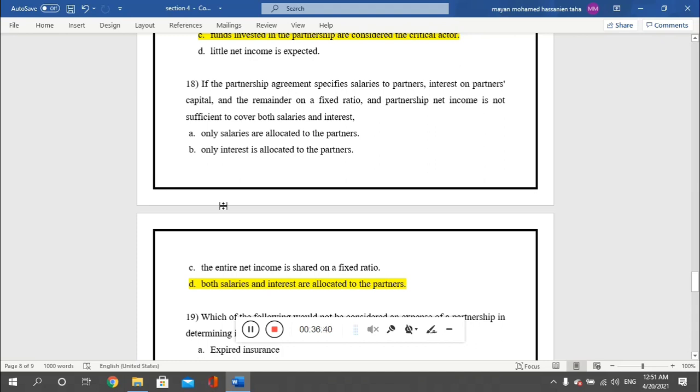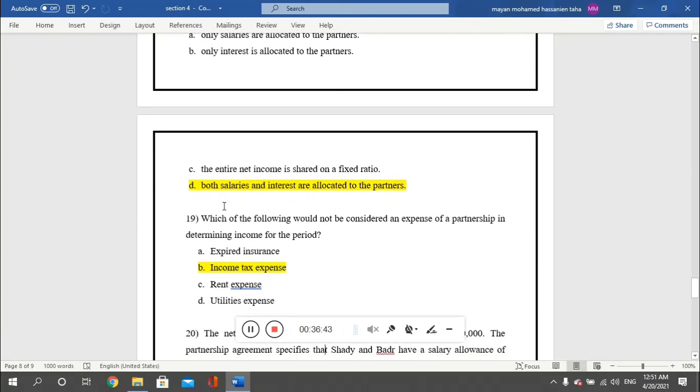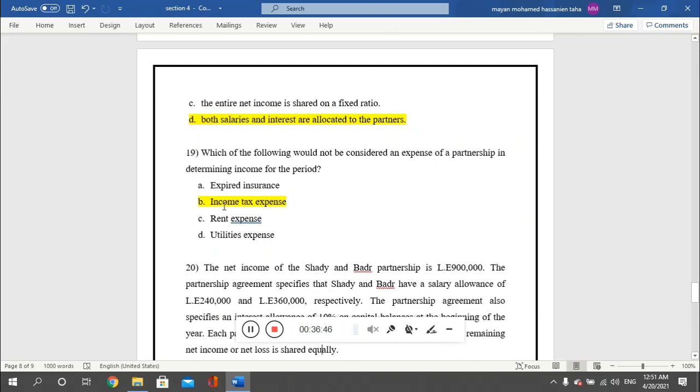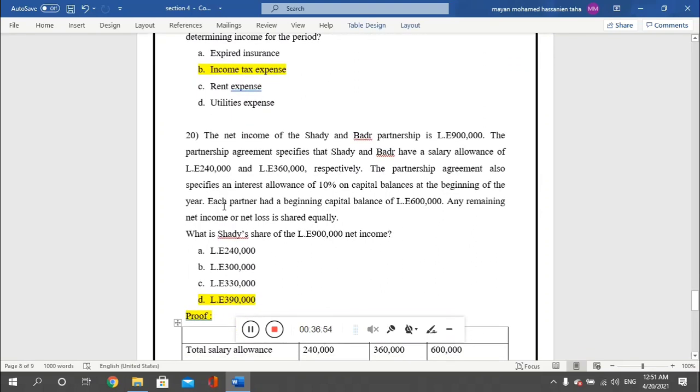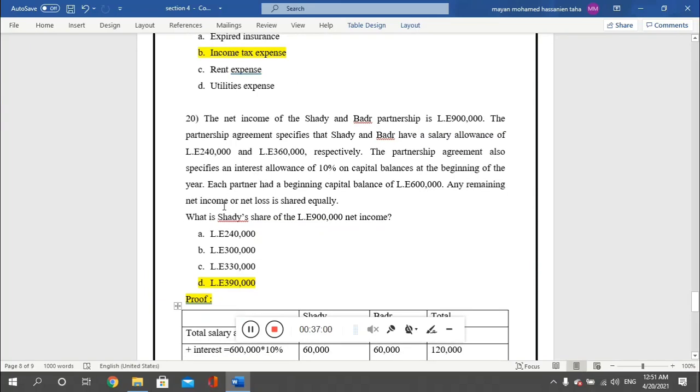Number 19, which of the following would not be considered an expense on the partnership? Income tax expense. Number P. Number 20, the net income for Shadi and Badr partnership was 900,000. The partnership agreement specified that Shadi and Badr will have a salary allowance of $240,000 and $360,000 respectively. The partnership agreement also specifies an interest allowance of 10% on capital balance.